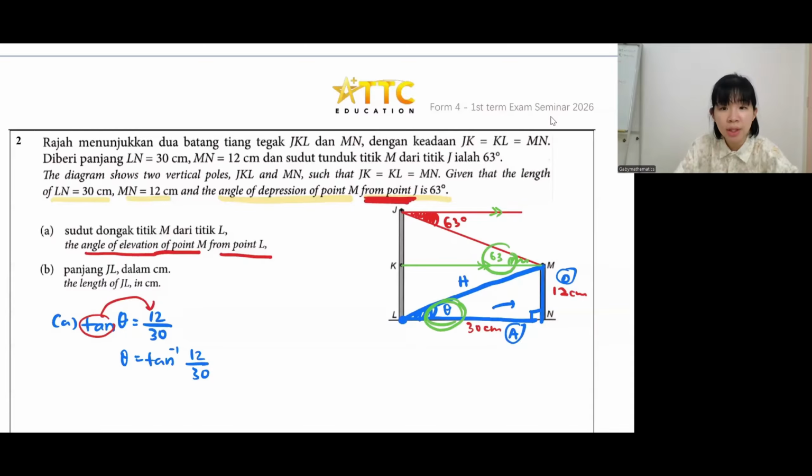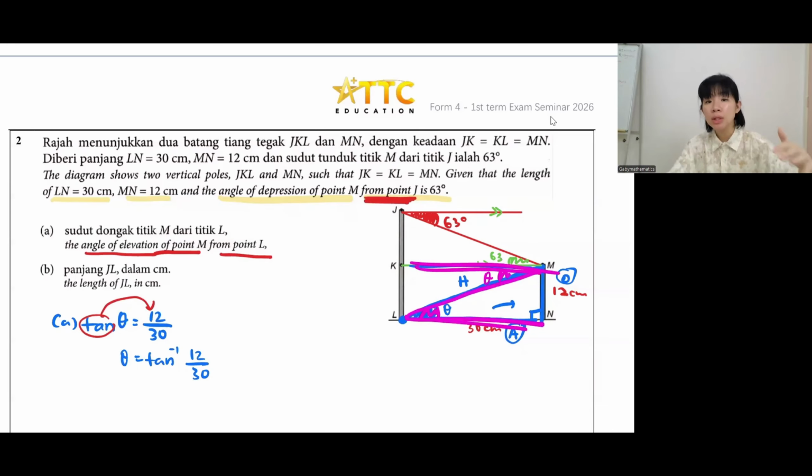Then is this angle the same as which one? Is it the same as 63? No, this angle is the same as these 2 lines. These 2 lines are parallel. So we can zigzag. This theta is the same as this one. If you really want to say equal, so 63 is equal to this. Then the theta we want to find is equal to this. So it's not 63.